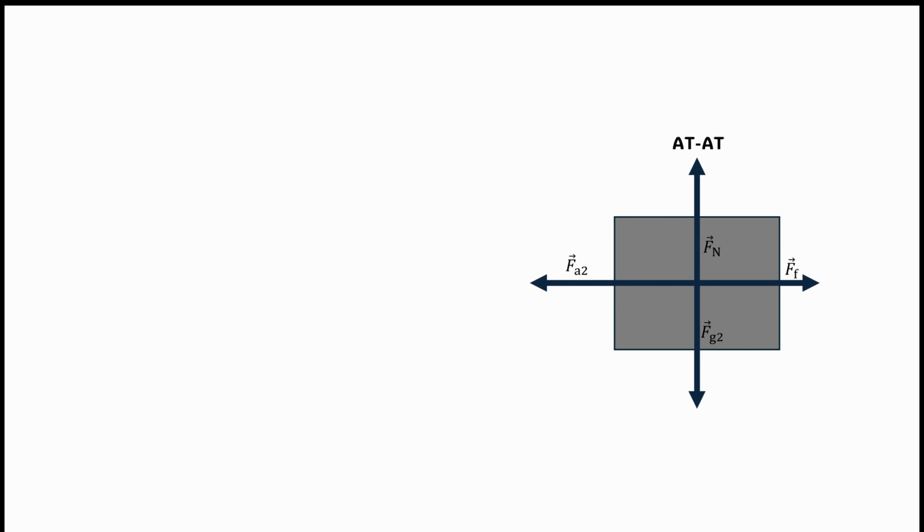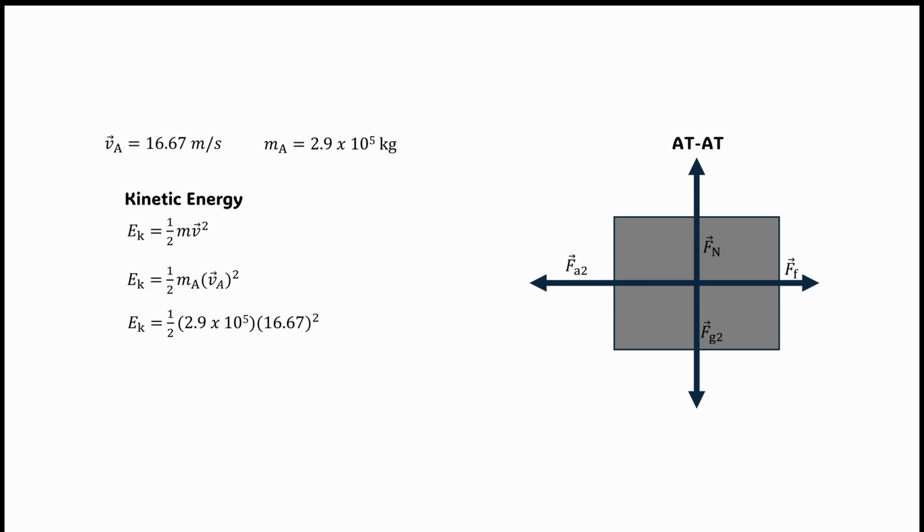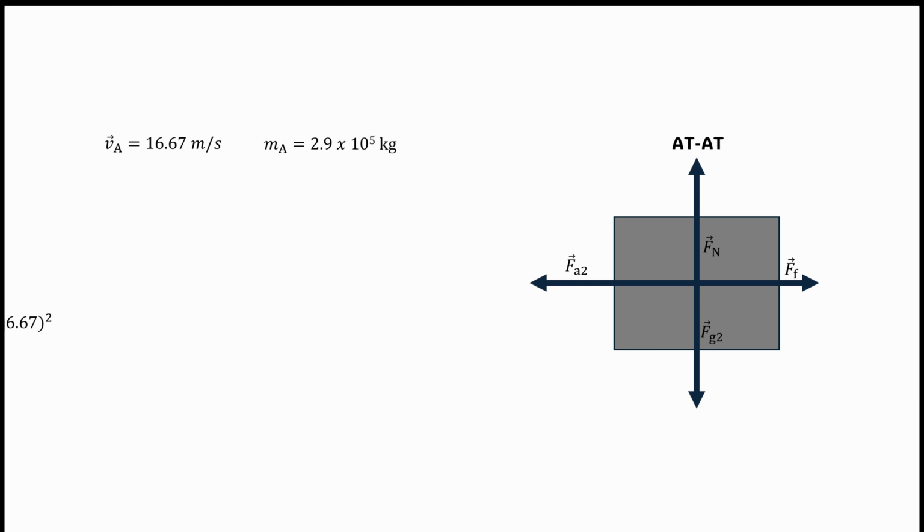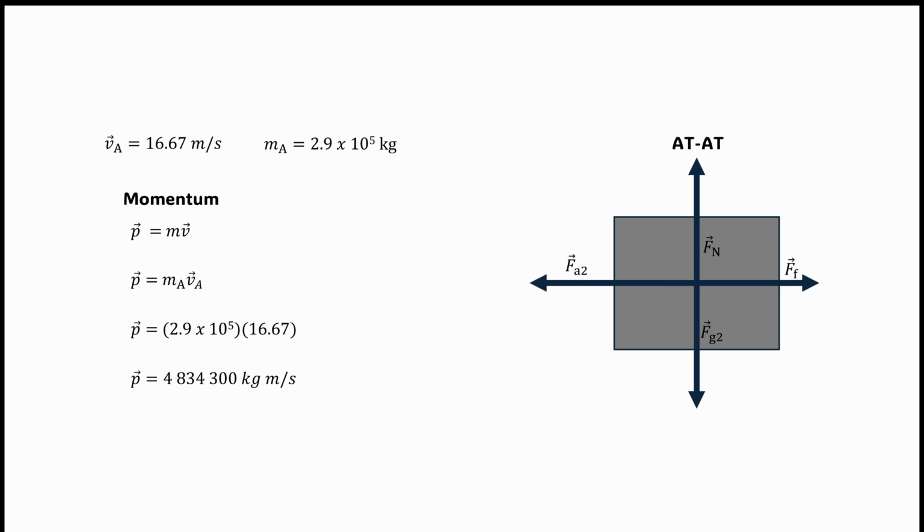We can do the same for the AT-AT. By Wikipedia, we get that the velocity of an AT-AT is 16.67 meters per second, and the mass is 2.9 times 10 to the 5th kilograms. Thus, the kinetic energy can be calculated to be 40,293,891 joules. Then, of course, we can once again calculate momentum and get that it's 4,834,300 kilograms meter per second.